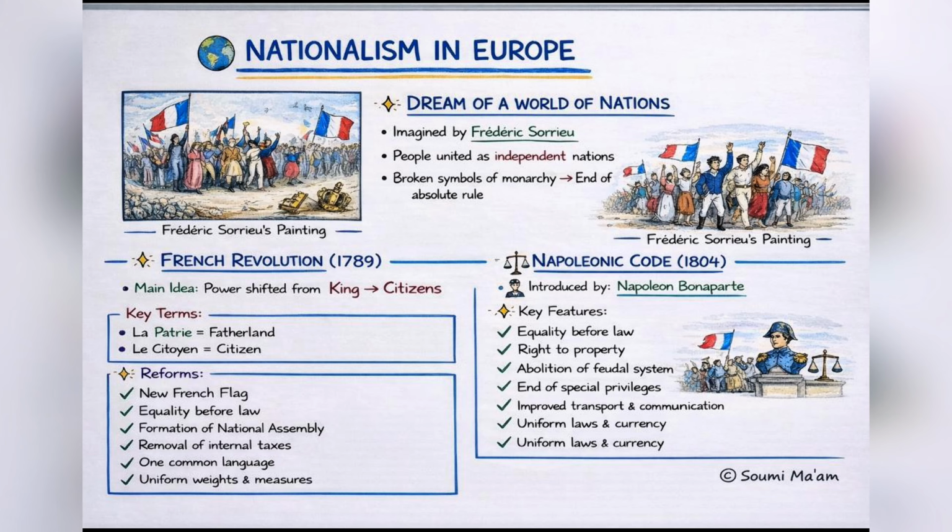In part 1 of this video, we will discuss the picture drawn by Frederick Sorrieu, the French Revolution, and the idea of nation and the Napoleonic Code. So, let's start the chapter.